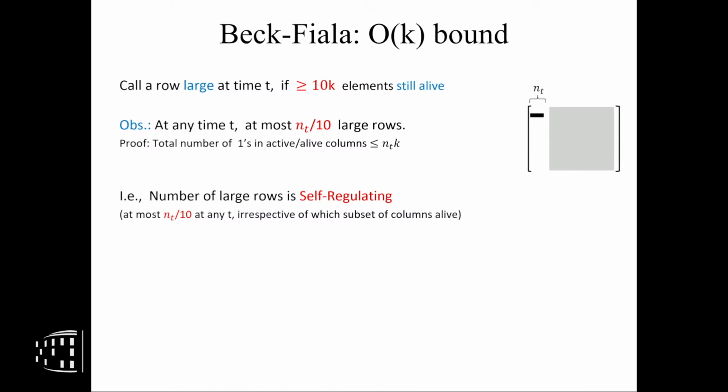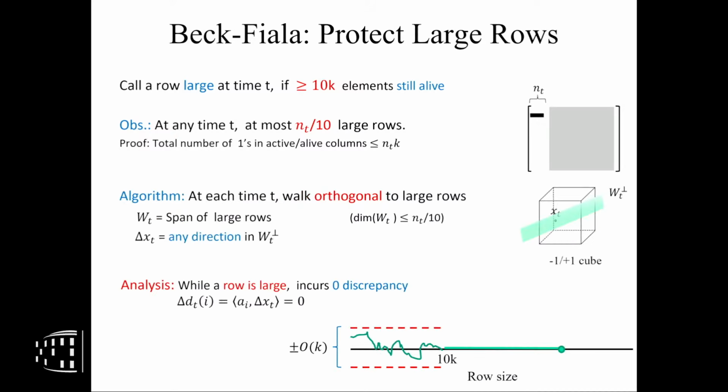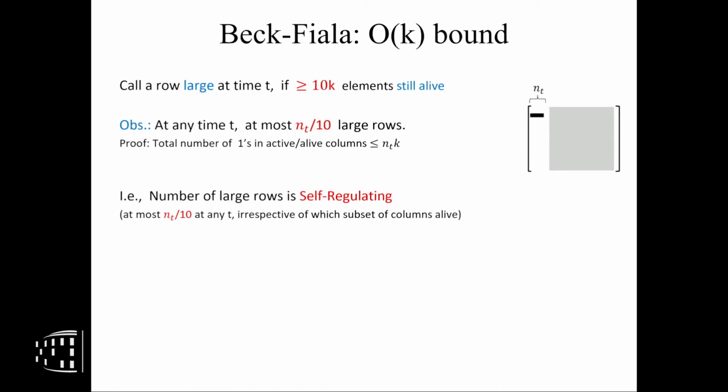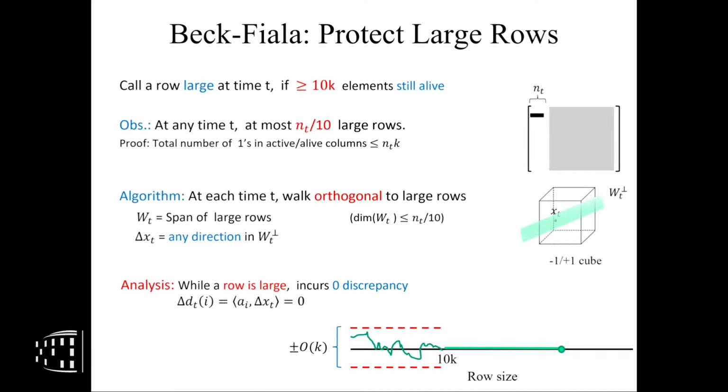And again, by our averaging argument, there can be at most nt over 10 of those things. So their idea was... Okay, so here's the algorithm. You have these at most nt over 10 delicate things. Just walk orthogonal to them.